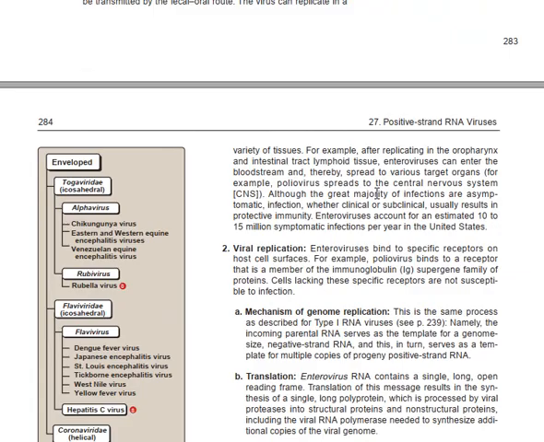Now we go to the enveloped positive strand RNA viruses. Among the enveloped, you have the Togaviridae family, which is icosahedral in this case. Inside the Togaviridae, we have the alphavirus, which is made up of the Eastern and Western equine encephalitis viruses and the Venezuelan equine encephalitis virus. Still in the Togaviridae, we have the Rubivirus, which is made up of the Rubella virus.